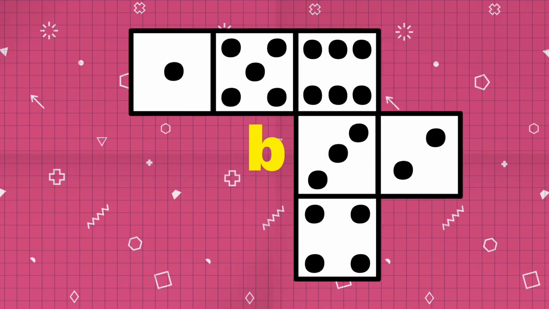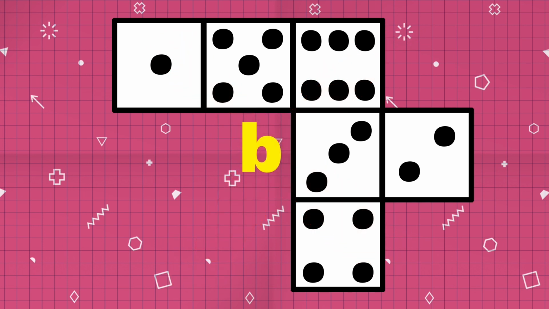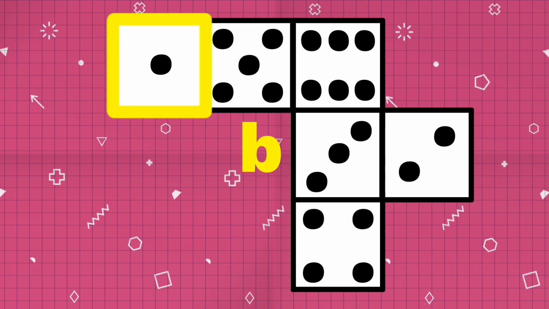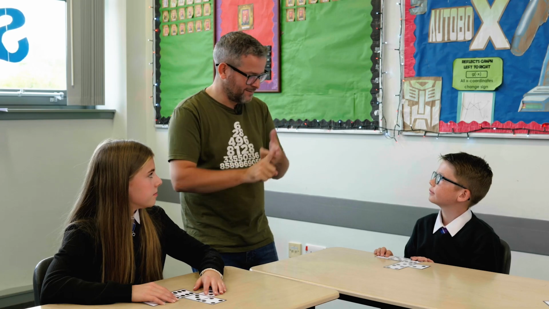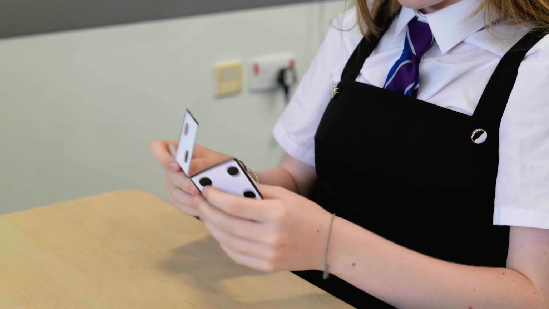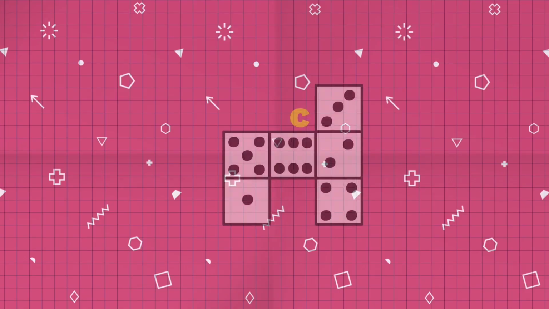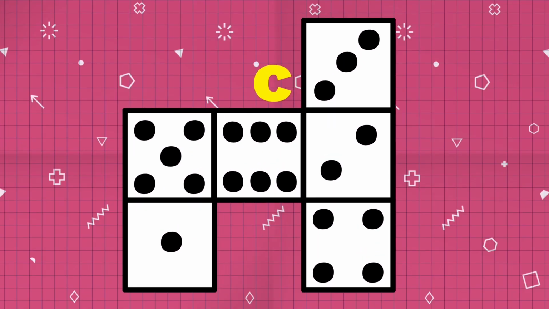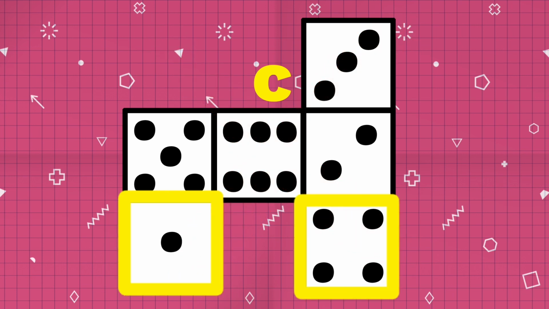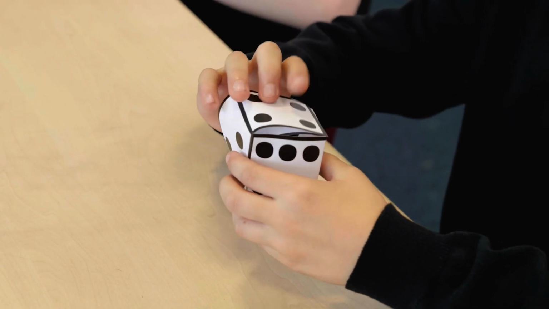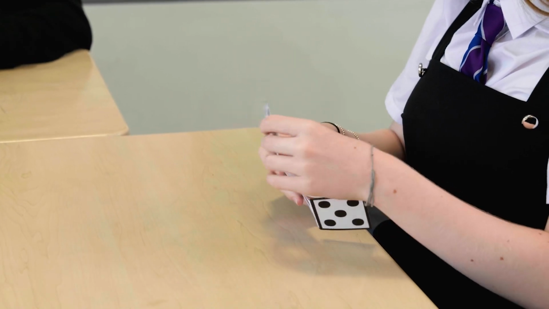Net B. Net B can't make a cube when it's folded up either. When we fold it up, the faces with 1 dot and 4 dots overlap. Let's see, does it make a cube? Does it make a die? On you go. 1 and 4 overlap. Net C. This net doesn't make a 3D cube as faces with 1 dot and 4 dots overlap. It doesn't work. Yours doesn't work. 1 and 4 overlap.